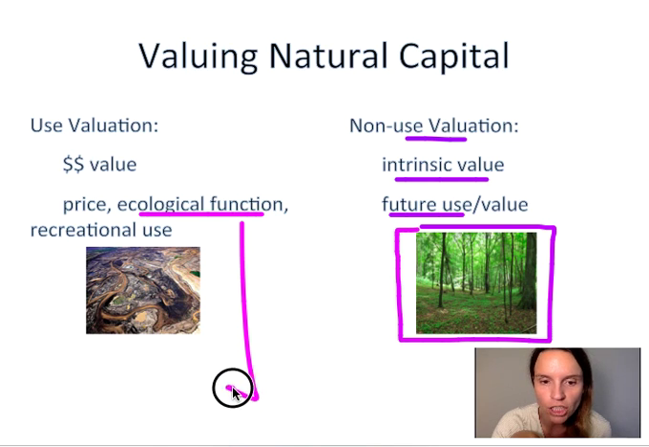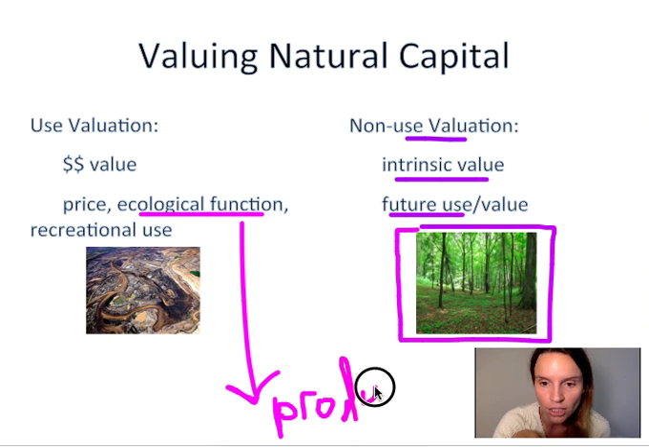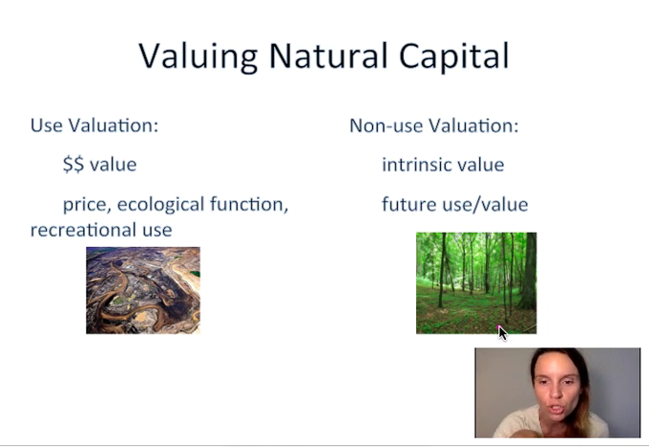So ecological function is the idea that, like, the forest produces oxygen. And that actually does have a monetary value that we can calculate and discuss. So that goes on the use valuation side. But the non-use value is just the idea that, like, this is a nice place to take a walk. And those are the two main ways that we value natural capital, through its use valuation and its non-use valuation.